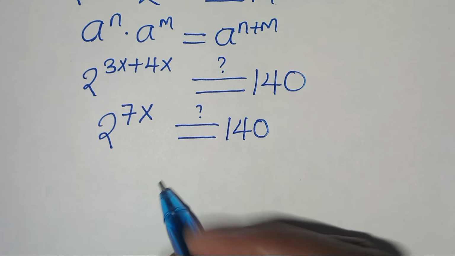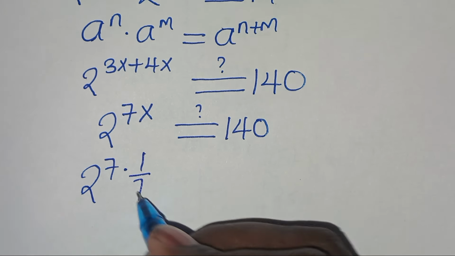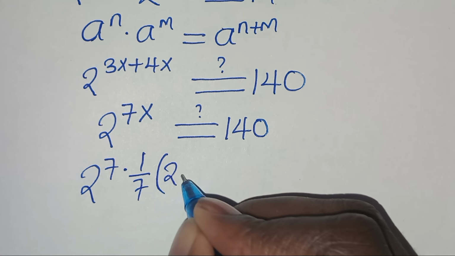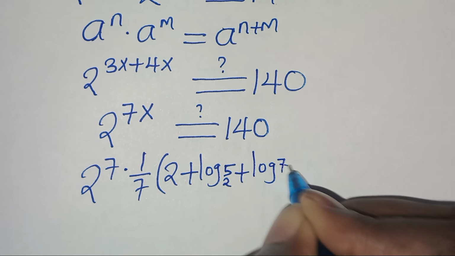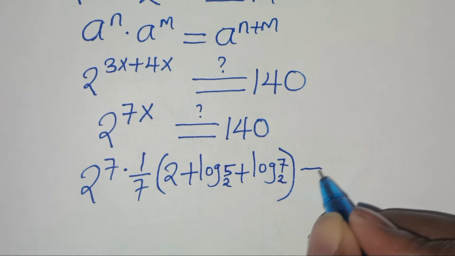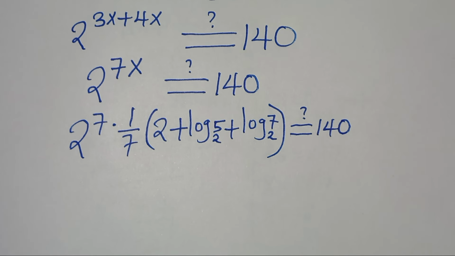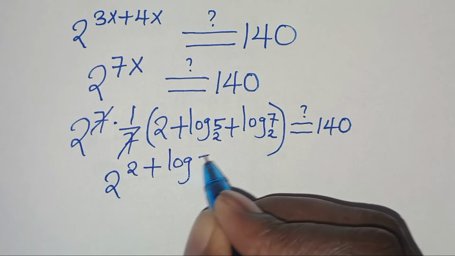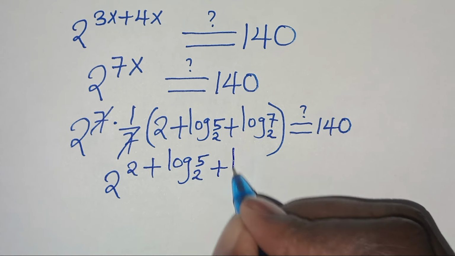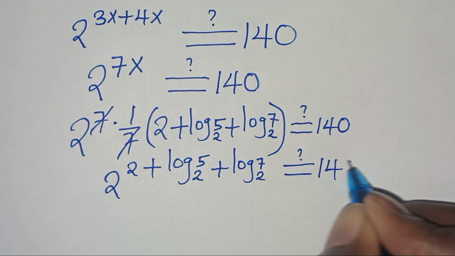So let's substitute the value of x. So we have 2 to the power of 7 times x, which is 1 over 7 in the parentheses, 2 plus log 5 to base 2, then plus log 7 to base 2. This should give us a value of 140. So let's simplify 7 and 7 here, so that we have 2 to the power of 2 plus log 5 to base 2, then plus log 7 to base 2. This should give us a value of 140.